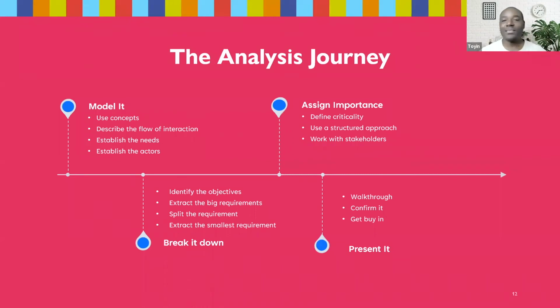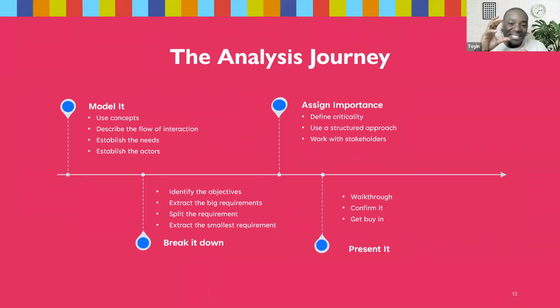So I've gone to my stakeholders, I've modeled it, I've maybe even used a process map, for example, to model things, or a concept diagram, and then I've broken it down in a way that makes sense. I've helped the stakeholders to then analyze and prioritize those things, assign importance to it, and I've taken them through a walkthrough. Now, there needs to be a formal document that they are going to see and sign off on.